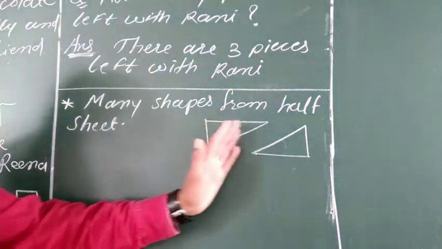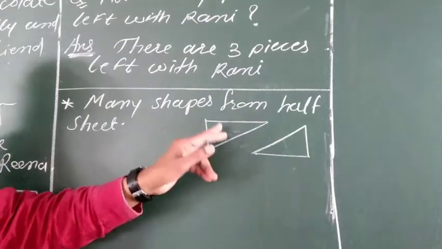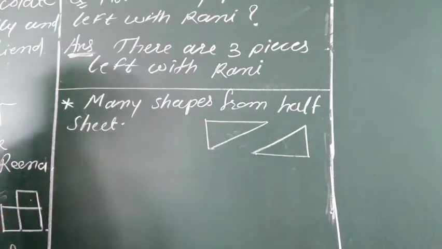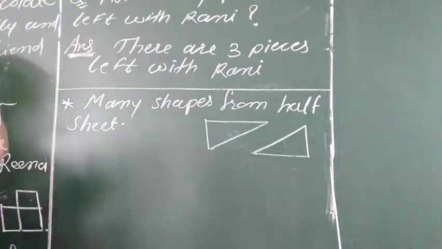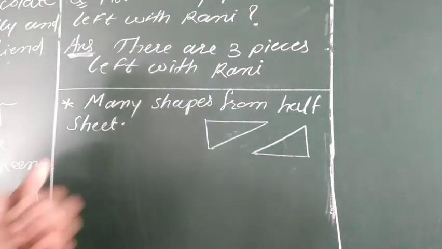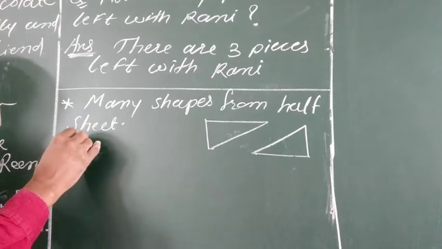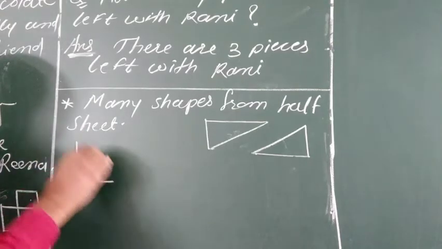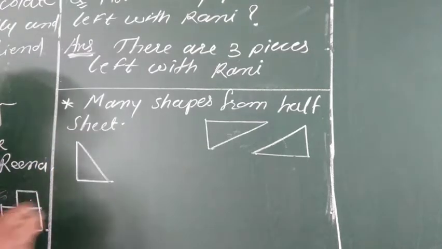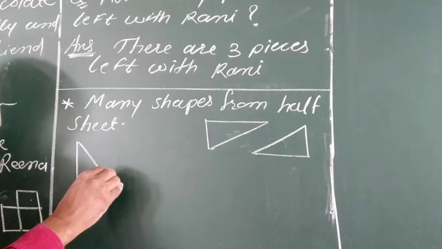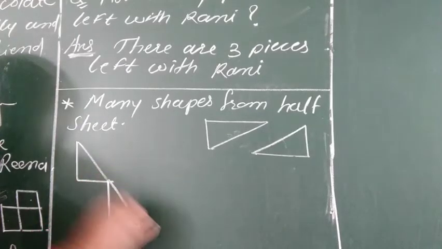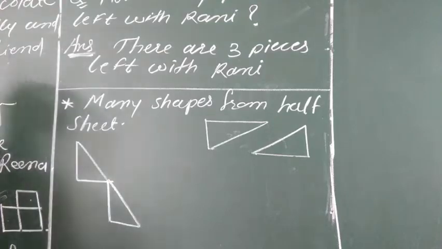Now, by joining these two shapes, this is 1 half, this is another half. By joining these 2 sheets, we have to make different shapes. So, what are the different things which we can make by joining these 2 sheets? See, first of all, I will make like this here. This is 1 half, and see, this is another half. So by joining these 2 halves, we can make the shape like this.